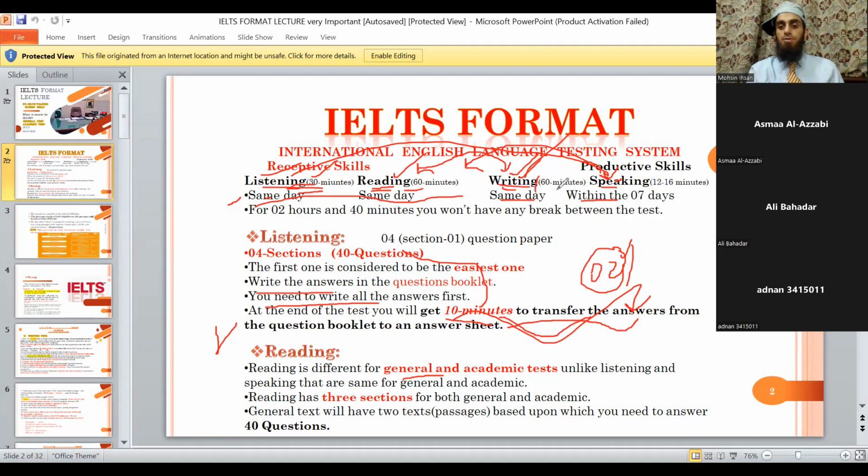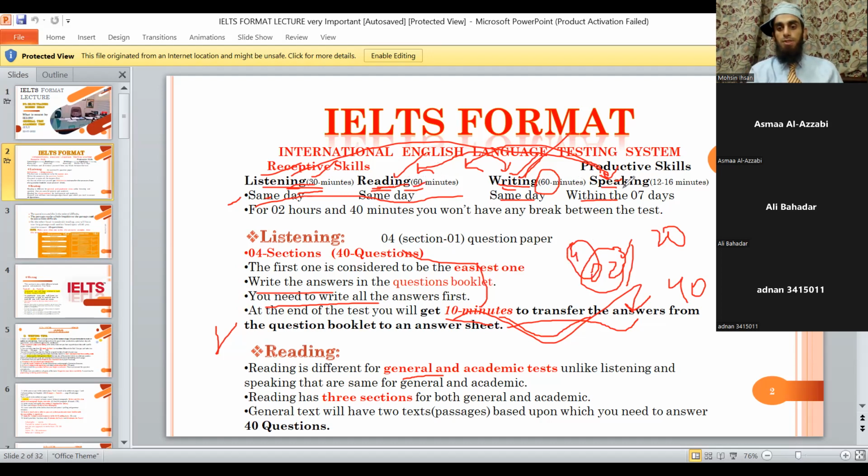Writing is concerned, 60 minutes will be given to you, 20 minutes for task 1, 40 minutes for task 2. Reading is concerned, 60 minutes overall, 3, 4, or 5 passages will be given to you, right? 60 minutes overall for the whole reading passage, right?